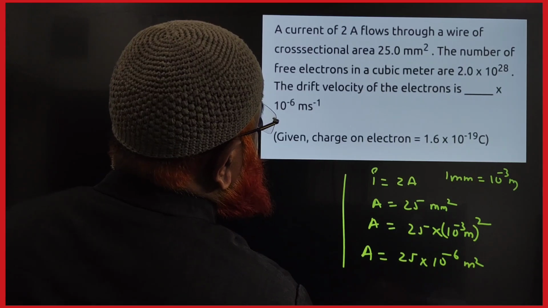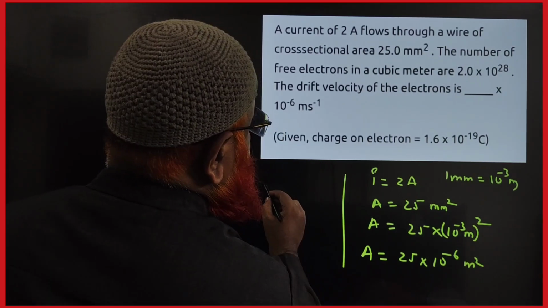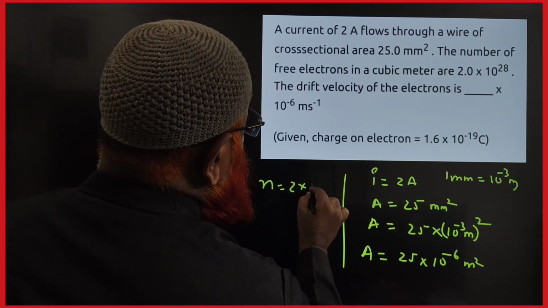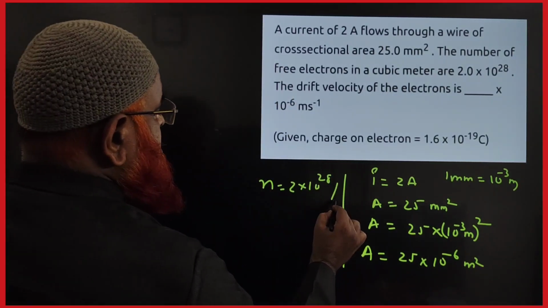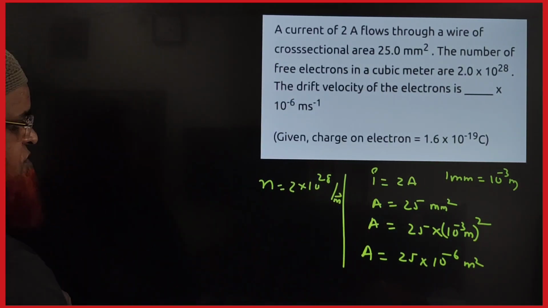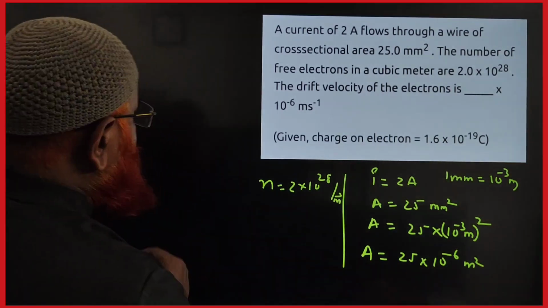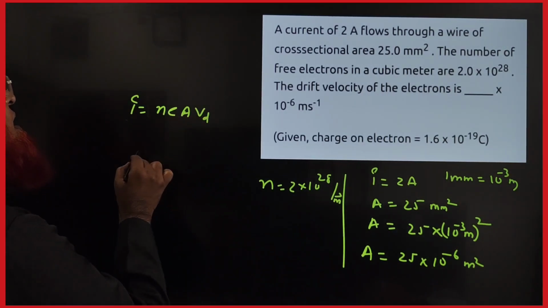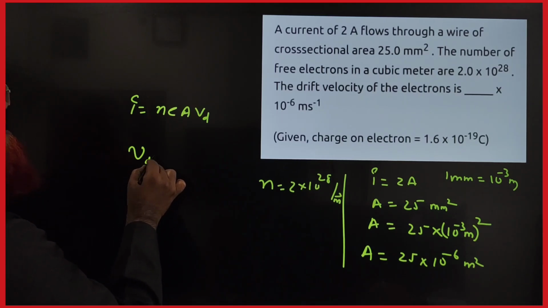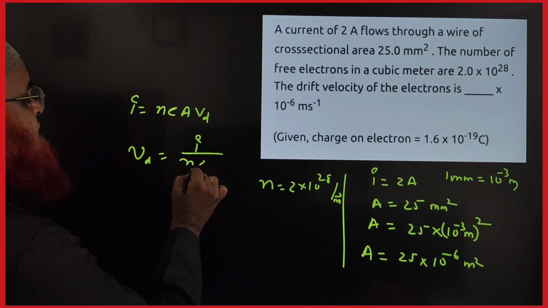What else is given? N is also given. N is nothing but 2 into 10 power 28 per cubic meter, that means per meter cube. N value is also given. So the same thing, it is asking drift velocity, the same formula. I is equal to NEA VD. We are asked to find out VD. So VD is nothing but I by NEA.